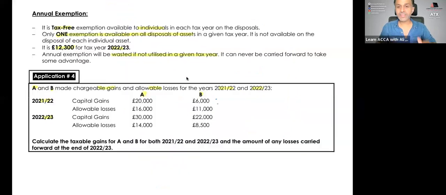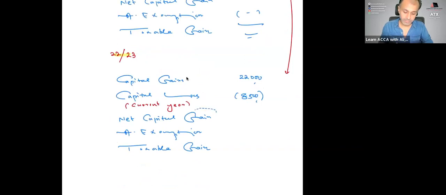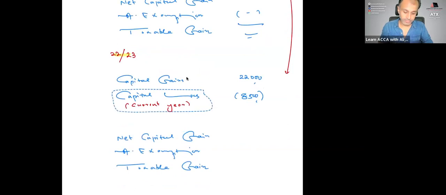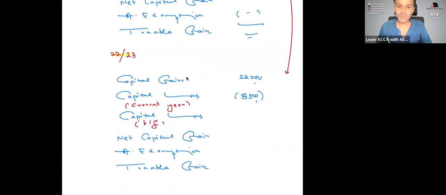Let's first go and take the data of the 22-23 tax year, the capital gains of this tax year, the capital losses of this tax year, because you must deduct the current year capital loss on the way first. And then it will be the figure of brought forward capital loss very next to it. The sequence cannot be disturbed. First comes the current year and then comes the brought forward. And then comes the annual exemption also.